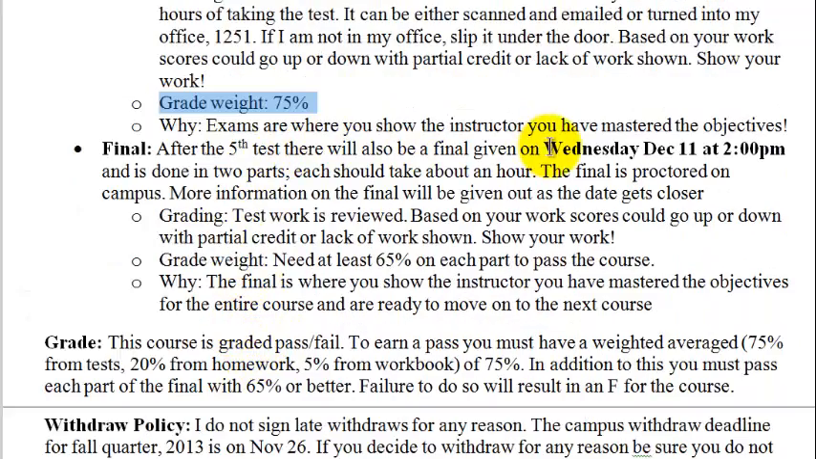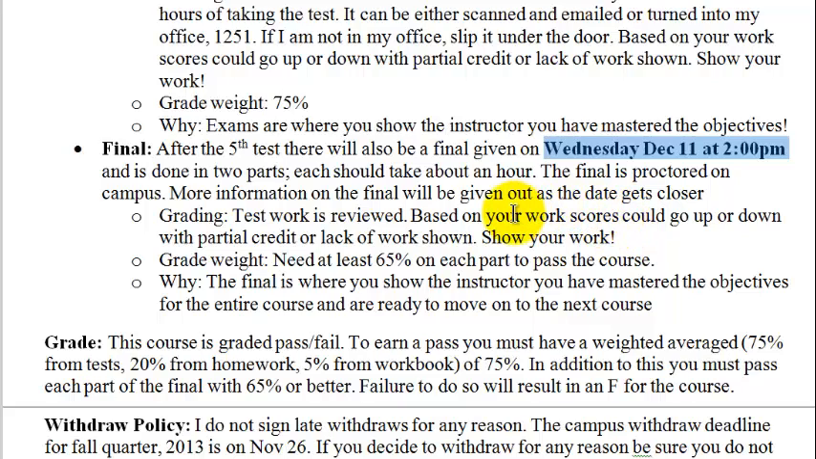Finally, after the 5th test, there's a final. Note the date and time for the final, Wednesday, December 11th at 2 p.m. Don't buy plane tickets. You will be there in person on campus. It's the only time you have to come to campus for this class, Wednesday, December 11th at 2 p.m.